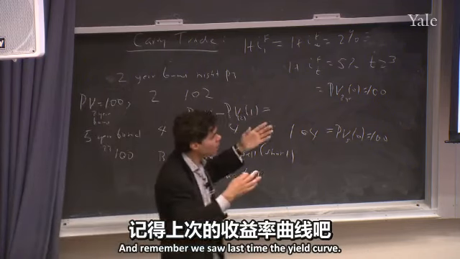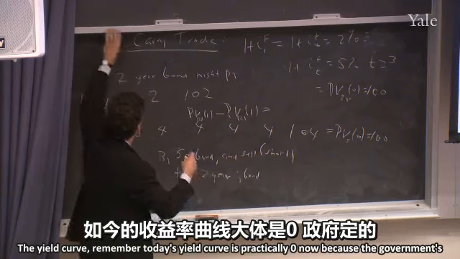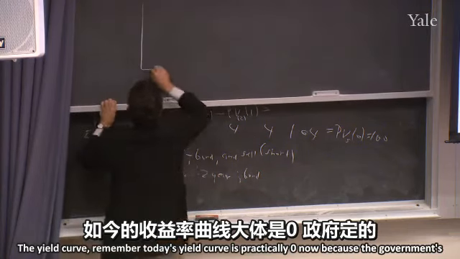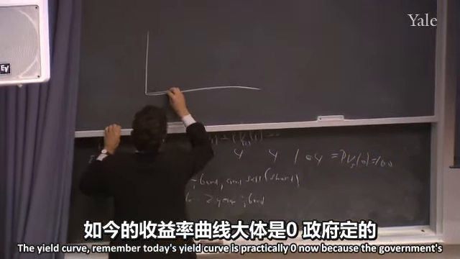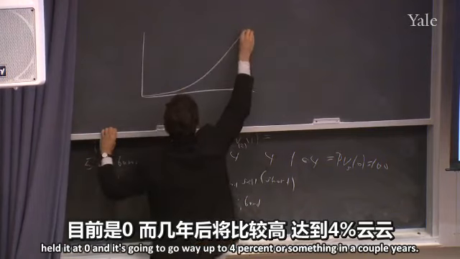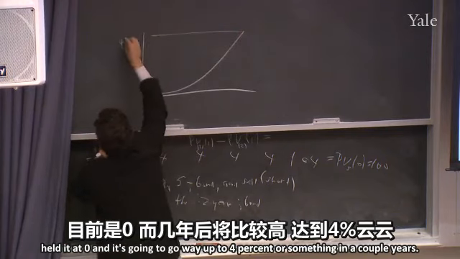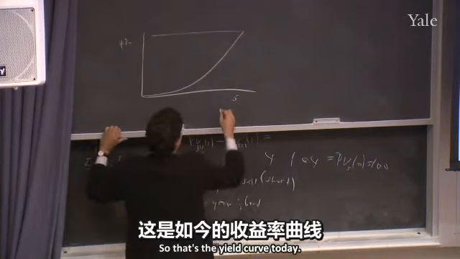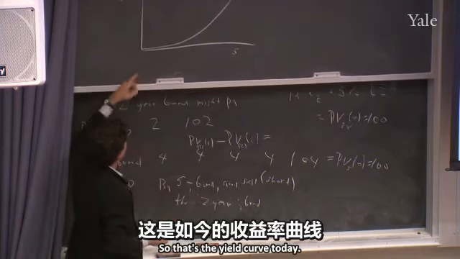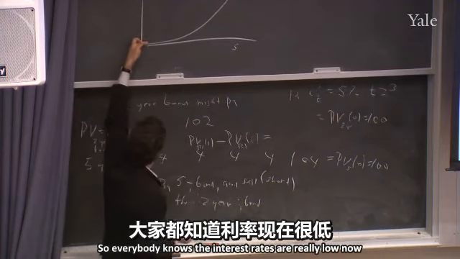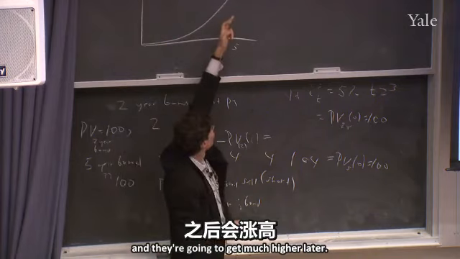Okay, and remember we saw last time the yield curve. Today's yield curve is practically 0 now because the government's held at 0, and it's going to go way up to 4% or something in a couple years. So that's the yield curve today. Everybody knows the interest rates are really low now and they're going to get much higher later.